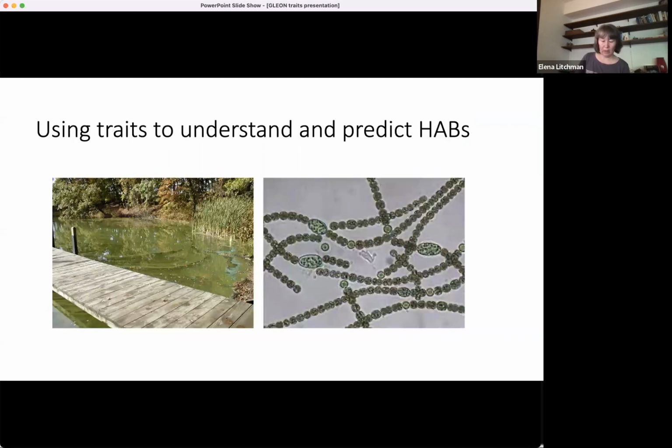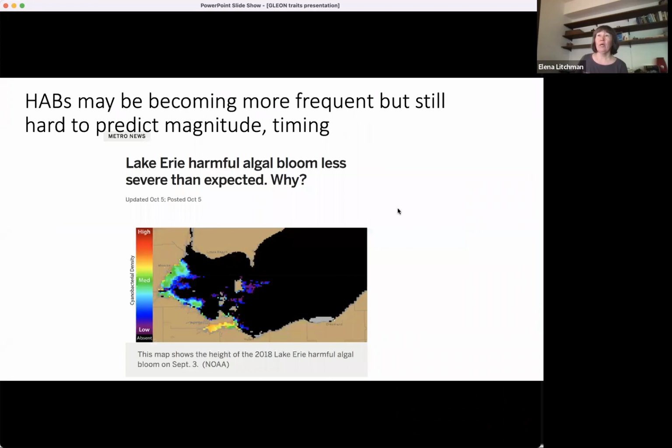So another interesting question is whether we can use these trait-based approaches to understand and predict harmful algal blooms. And this is something that I'm very interested in and have been interested in for a while. And so when we analyze different traits, we can isolate the traits of different HAB taxa and compare them to the non-HAB taxa. And so why do we need these trait-based approaches?